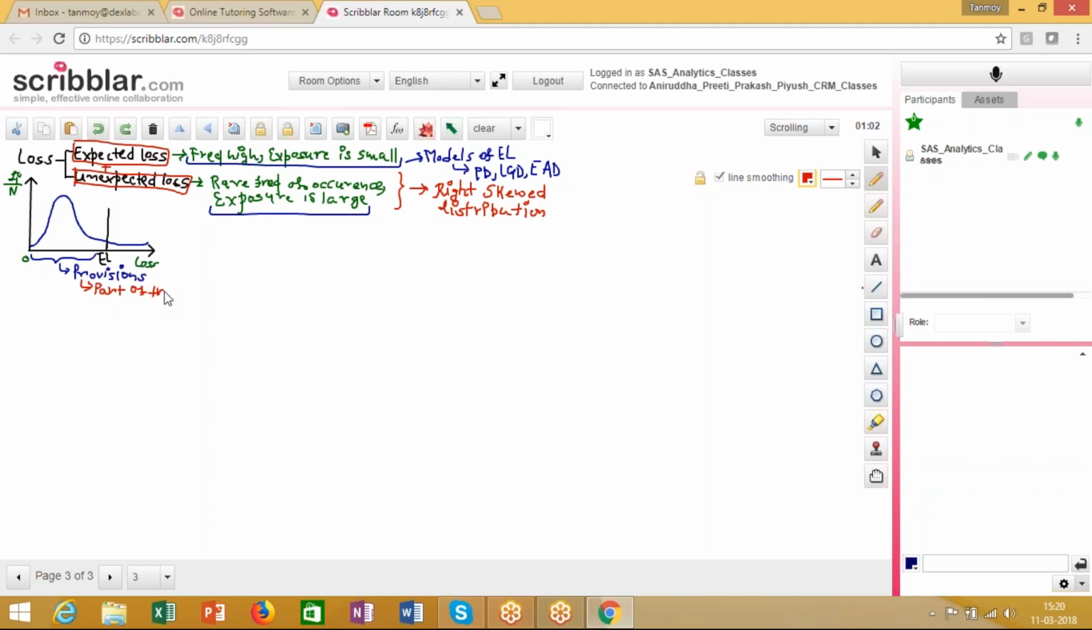Part of the bank's profit, part of the bank's profit to meet defaults, to meet bad debts or NPAs, the bad debts. To meet the bad debts.